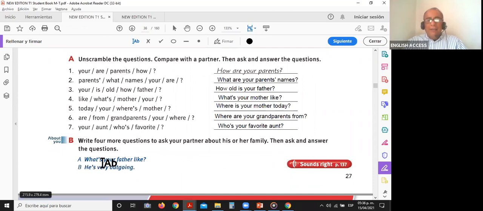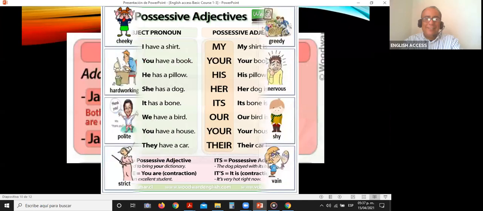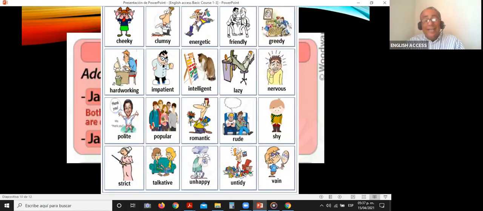Now, if I ask you about your family, can you answer and give me some descriptions of them? For example, ask me about my father. This very same question. Can you ask me this question, please? What's your father like? He's very outgoing, he's talkative, and he is very strict. That's my father. Okay. Now, maybe to Francisco first. Francisco, what's your sister like? She's lazy. She's lazy, okay. Here are some adjectives to describe people.